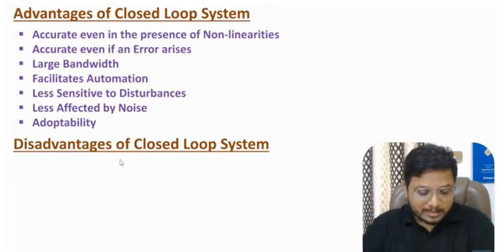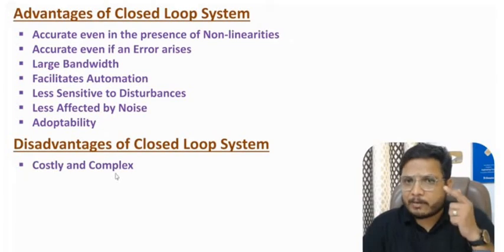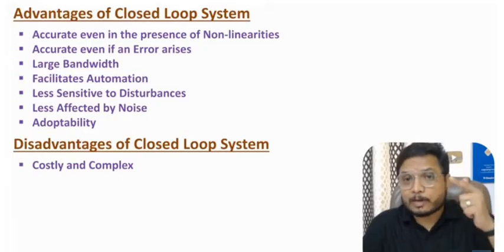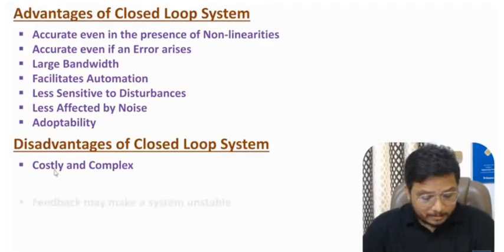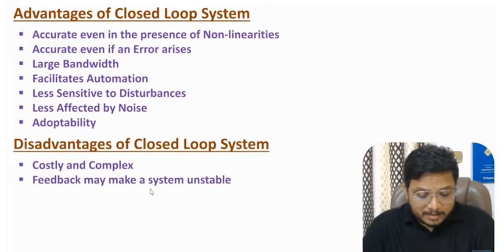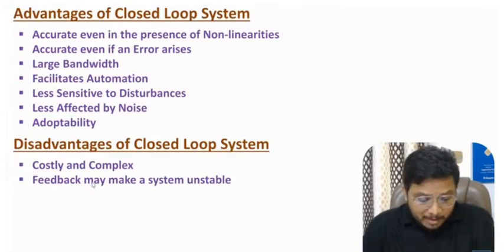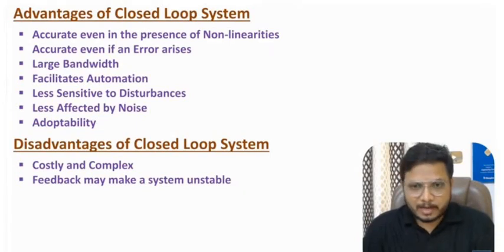Now let me discuss disadvantages. See, closed loop control systems are costly and complex. As I have explained, with an open loop control system, we have minimum blocks. But with a closed loop control system, we have feedback as well as an adder-subtractor element. So there is complexity in the system, that's why it is costly. See, feedback may make the system unstable. In future videos, I'll be explaining feedback, in which I will explain how feedback may make the system unstable. Right now consider that, due to feedback, there is a possibility of an unstable system with a closed loop system, right?